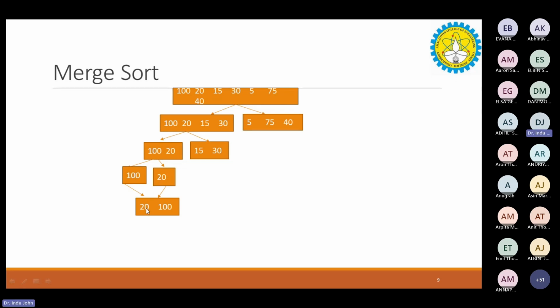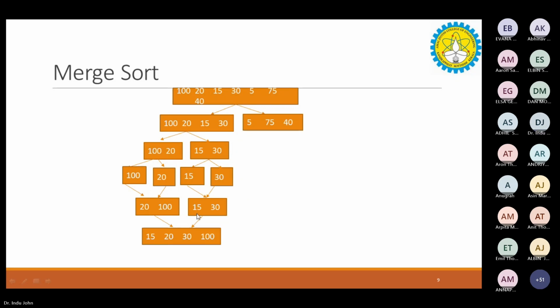So 20 will be placed first and then 100 will be placed after that. Okay, the same thing happens on the remaining part. This array of size 2 will be split into 2 arrays of size 1 each, and then you do the merge operation to combine those 2 arrays. Now you have 2 arrays of size 2 each. You need to combine them also. You have to merge these 2 sorted arrays. We'll study how the merge operation works.